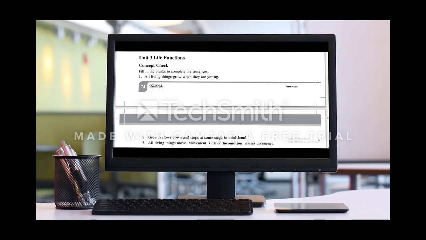Assalamu alaikum students. Today we will solve the exercises of Unit 3, Grade 5, Oxford Primary Science. The name of Unit 3 is the life functions.